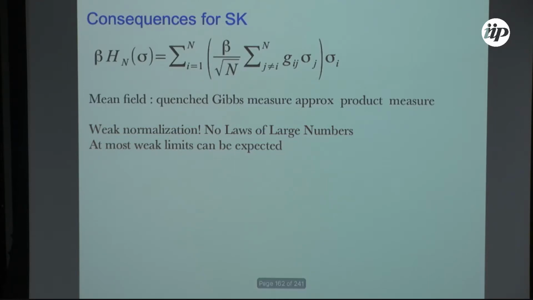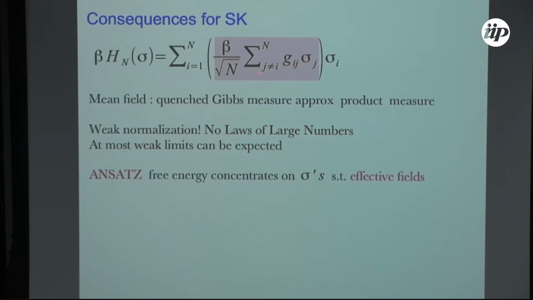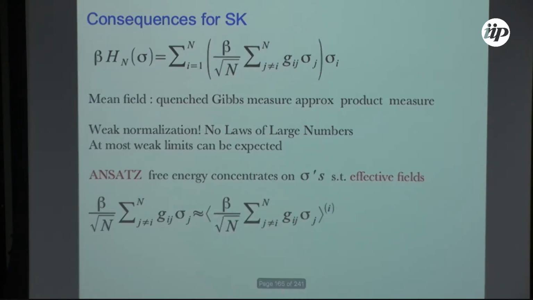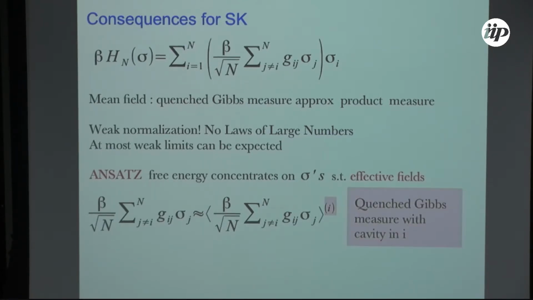But well, let's make an ansatz which takes this feature into account, and it seems to be the only reasonable ansatz, and this will hold only for a small beta. Namely, that the free energy concentrates on sigma such that the effective fields, again, so I have in this case random magnetic fields acting on sigma i, but I believe that these concentrate around their quenched mean, with a cavity in i, and then it's plain sailing.